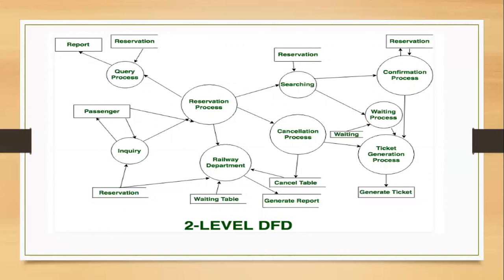Here the reservation process also has a query process. If there is any inquiry, one inquiry process will be there. The railway department has a waiting criteria, so a waiting table will be there. If there is any cancellation, the cancellation process also has sub parts, that is the cancellation table and generating the report. If a reservation is done but the ticket is not generated, we have a searching criteria for that. If the confirmation is done, the confirmation process is also there. If there is waiting, then the waiting process will be there. Once the ticket is generated, the ticket generation process will be there.